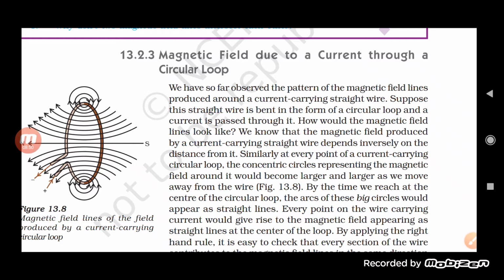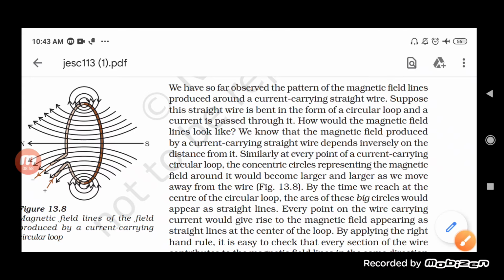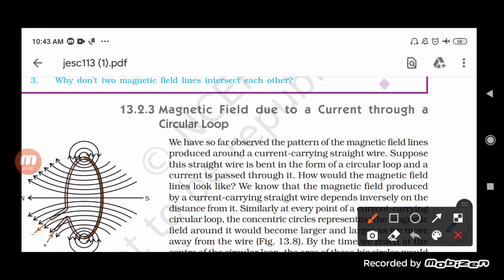So will the same kind of magnetic field be produced if we take not a straight wire, but a circular loop? Suppose we take a straight wire and give it the shape of a circle, a circular loop. What kind of magnetic field lines will be produced here?